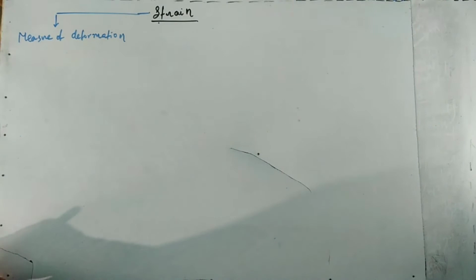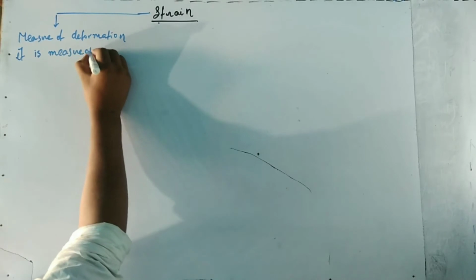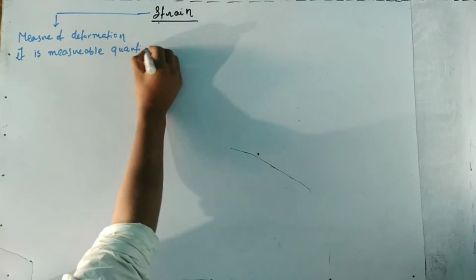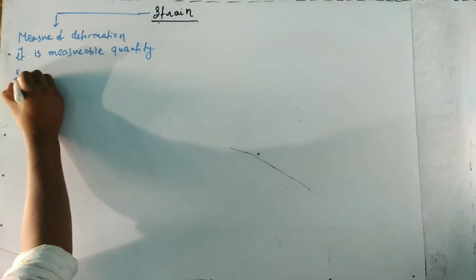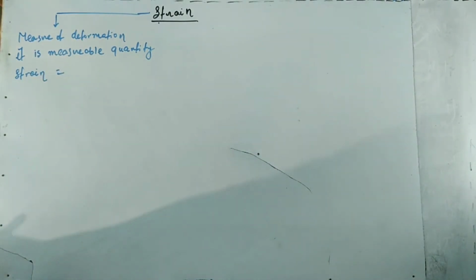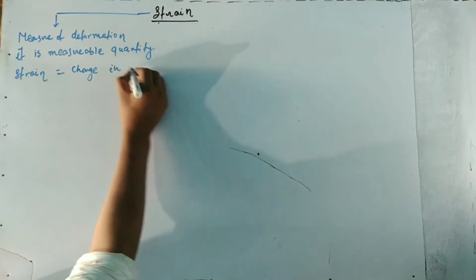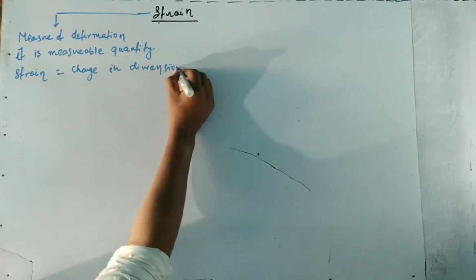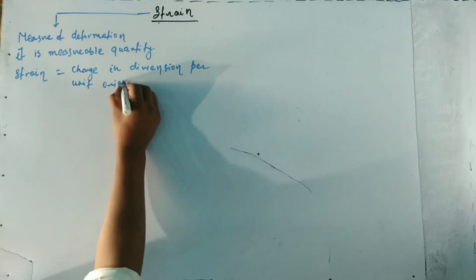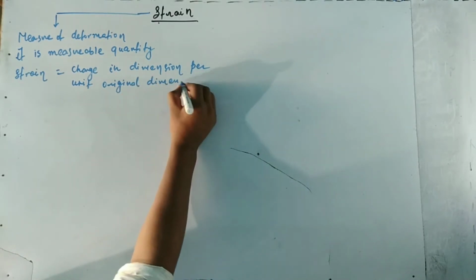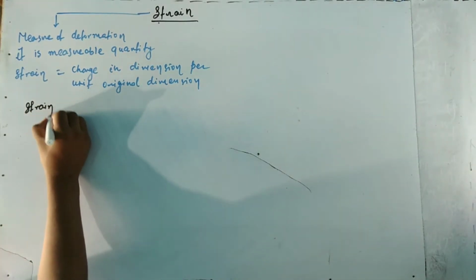Strain is the measure of deformation. When force is applied on a body, stress is produced and due to stress the deformation of the body takes place. This deformation is called strain. Strain is a measurable quantity, that is change in dimension per unit original dimension.